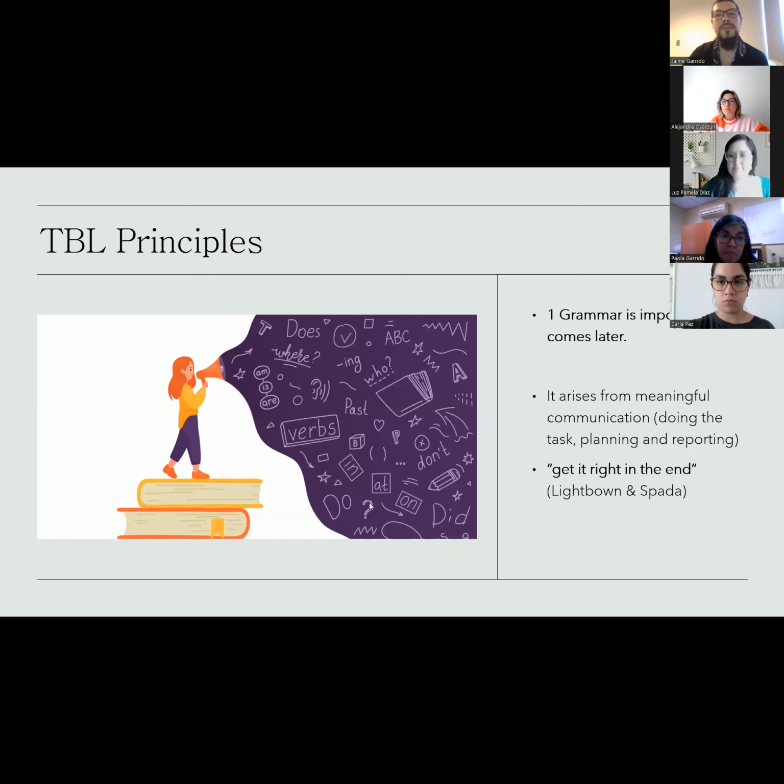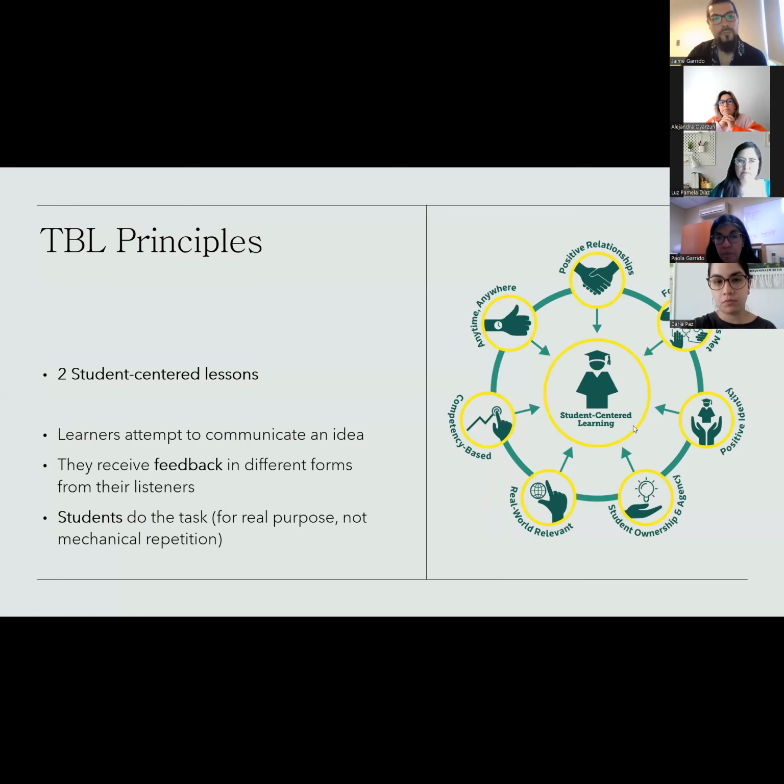Okay, some principles. Now we're getting more theoretical here. Grammar is important, but comes later, as we saw in the example. It arises from meaningful communication, after students perform the task, after they plan and report it. And as some author said, you get it right in the end. A second principle is that this type of lesson is student-centered.